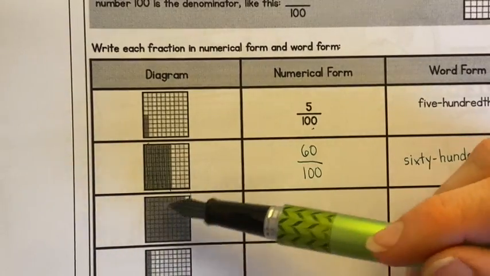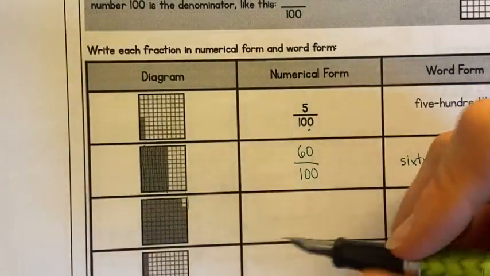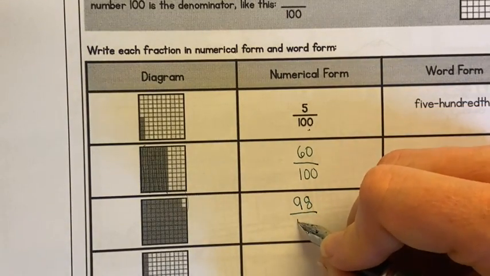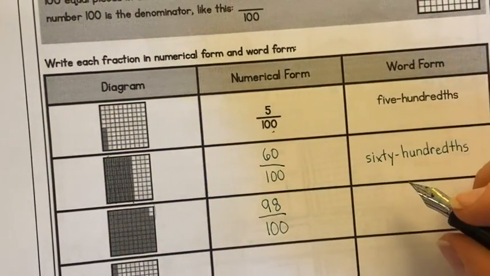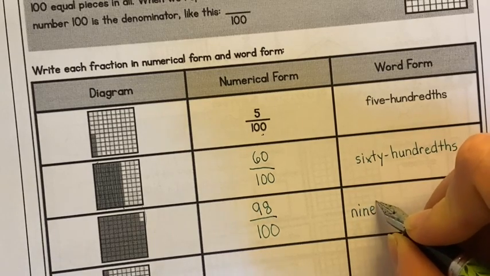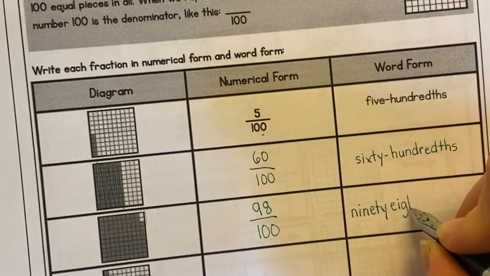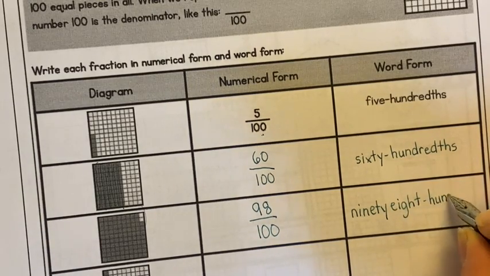Now this one, okay, I could count every single one, or I could know there's 100 squares and 2 less than 100 is 98. So it's 98 hundredths, 98 over 100. And then I just write 98 and then I put a dash and I write hundredths. Mrs. Oak's favorite word to say today.